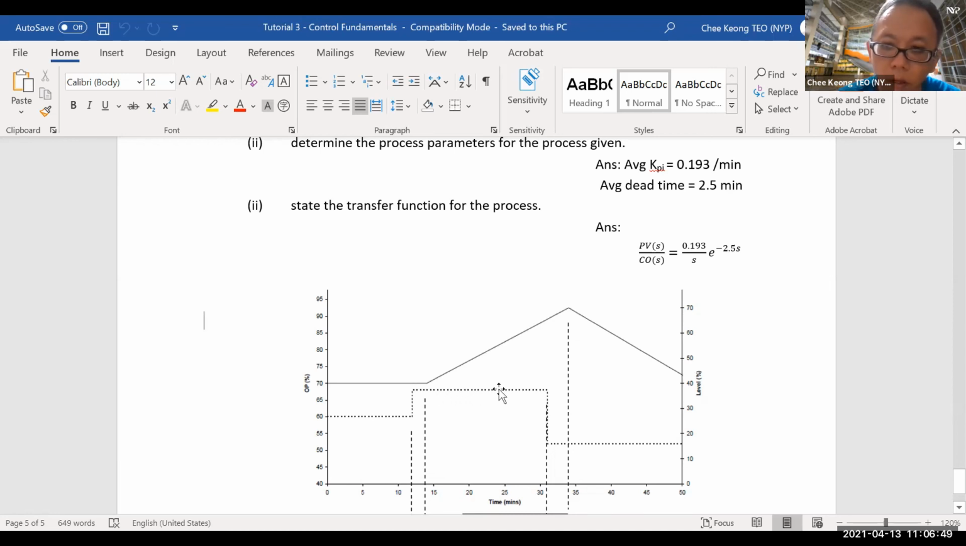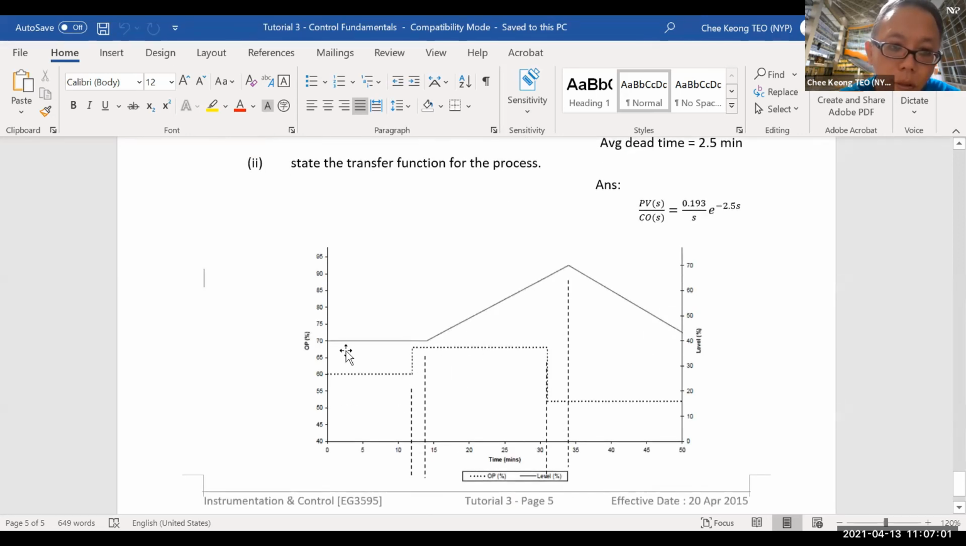But again, you have to divide by the input. Input is 40. Sorry. Input is percentage over percentage. So this is about 68% minus 60%, about 68 minus 60, so it's about 8%. So you divide by 8. So you get the first one, about 0.1875. So let me write it down somewhere.